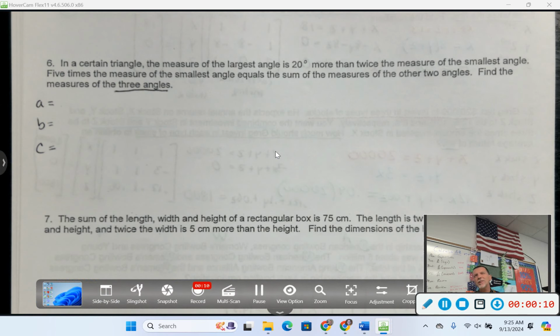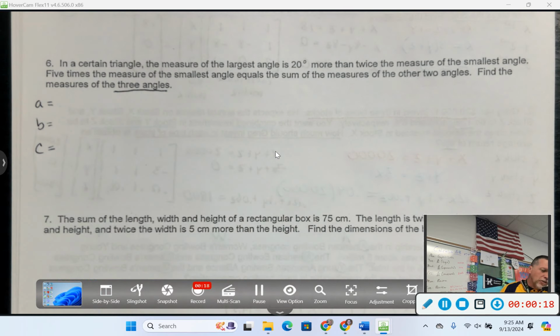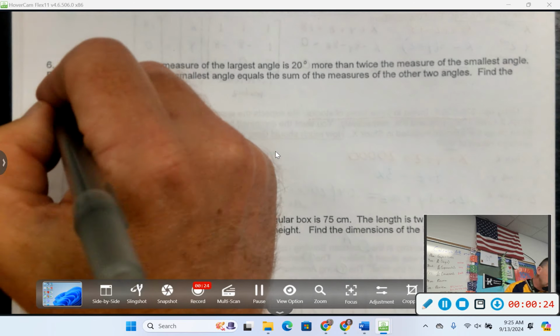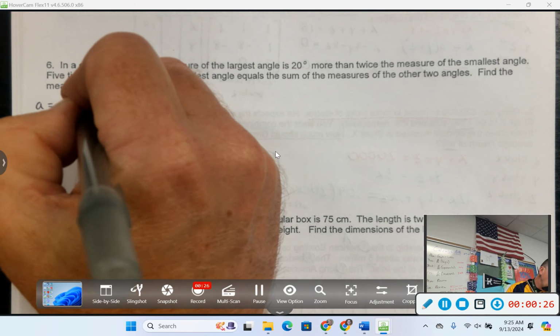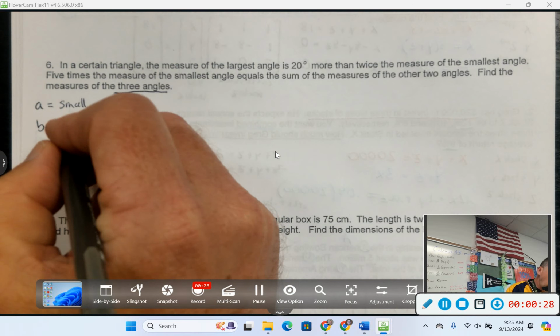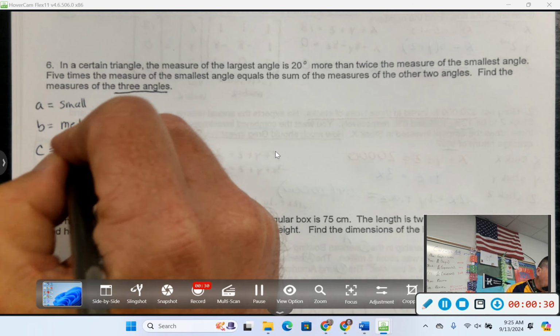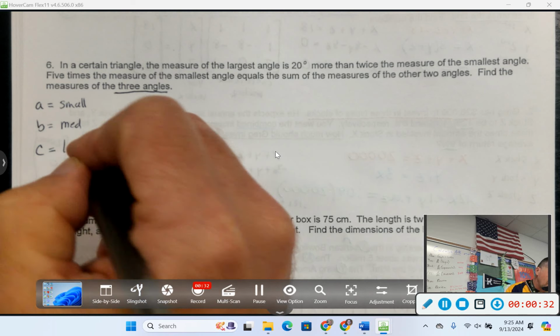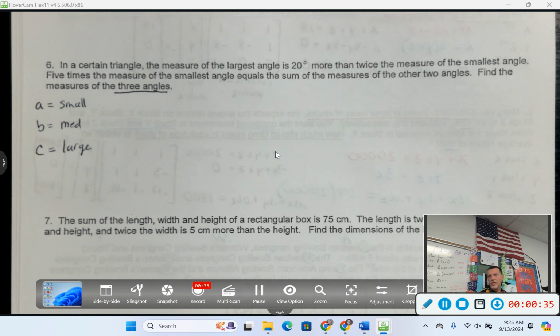Someone last period wanted to use SML for small, medium, large. That's fine. It doesn't matter, because if you use ABC, you have to tell me which one's which. So which one is A? Do you want A to be the smallest or the largest? Smallest it is. It doesn't matter. I would go in order after that, although you wouldn't have to. You could pick three random letters and then randomly assign the side lengths or the angle measures to them.